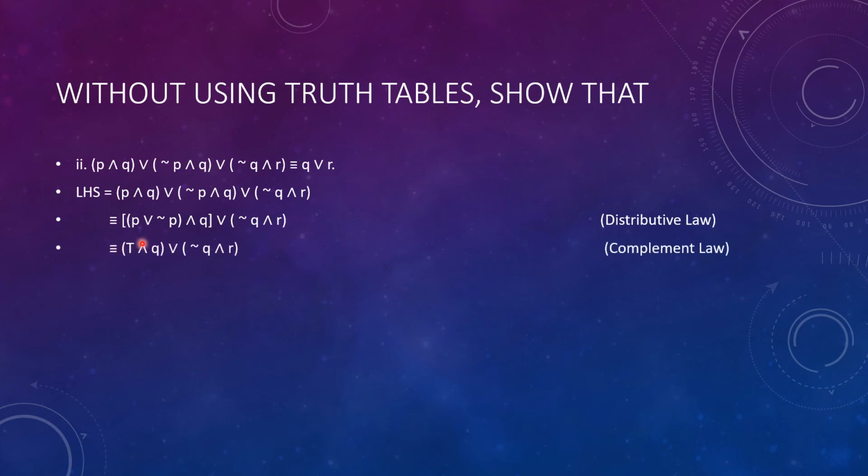See, true and Q, or negation Q and R. Now, true and something: this depends on that something only, because if Q is true the answer will be true, and if Q is false the answer will be false. So the answer of this bracket depends on Q. So the answer will be Q, by which law? Identity law.